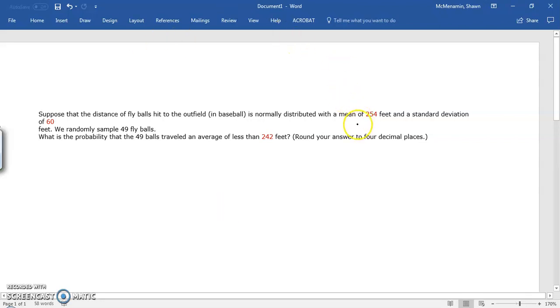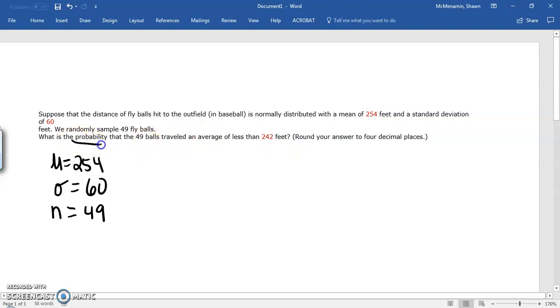So we have a mean of 254. Suppose the distance of fly balls is normally distributed with a mean of 254 and a standard deviation of 60. We randomly sample 49 balls, so n equals 49. What is the probability that the 49 balls traveled an average of less than 242?